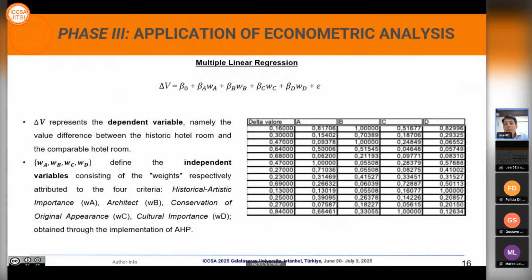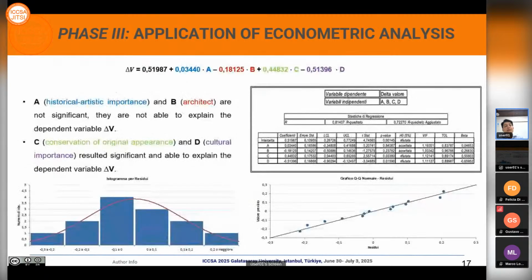Observing the p-value and the t-student, we have that the variables A and B, so historical and artistic importance and architect, are not significant, so they are not able to explain this difference in value between the historic hotel room and the comparable hotel room. Instead, the variables C and D, conservation of original appearance and cultural importance, resulted significant and able to explain this delta V, that is the dependent variable.